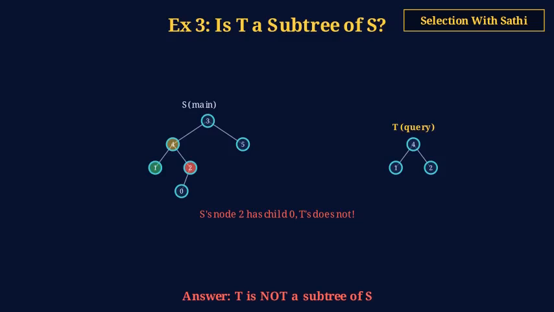Check is same of 4 and 4. Values match. Check is same of 1 and 1. Match. Left and right of 1 are none and none. Match. Check is same of 2 and 2. Match. Left and right of 2 are none and none. Match. Is same returns true? Yes, B is a subtree of A. It matches at node 4.